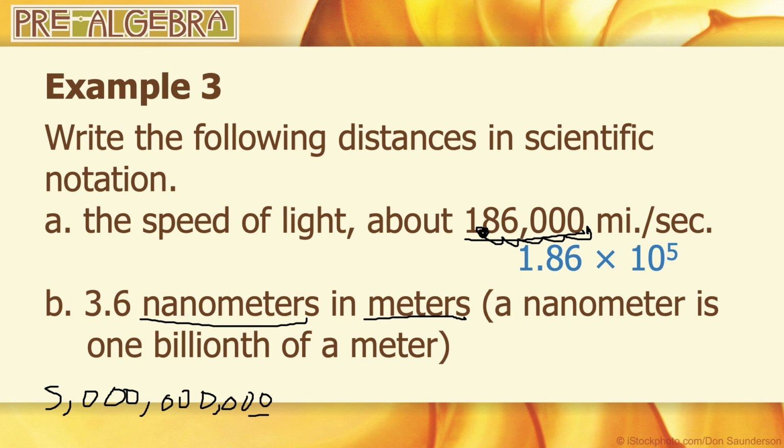Okay, so here we have hundreds, thousands, millions, and this is your billions place. So how many zeros are we looking at there? That's 9 zeros. And since it is a small number, it is a negative 9. Negative 9.